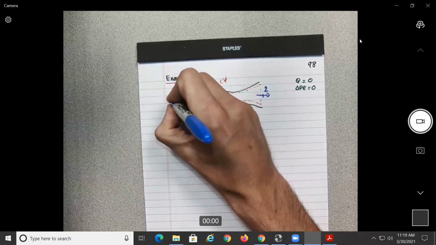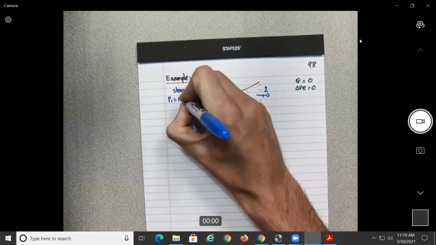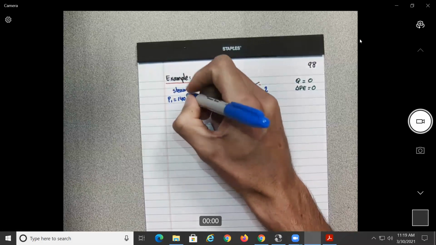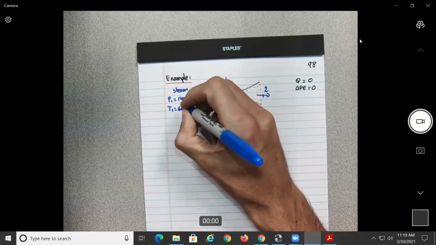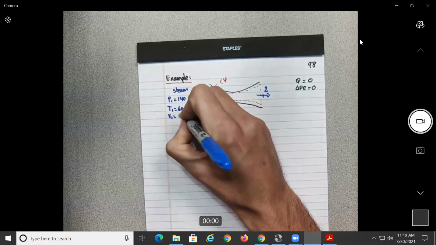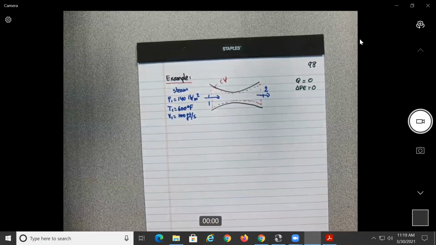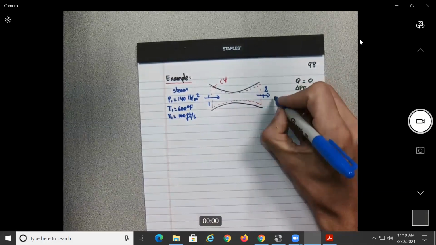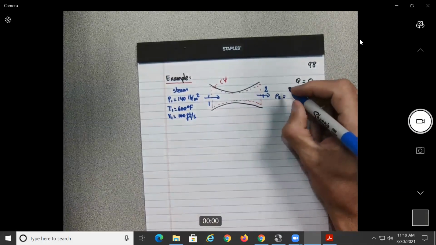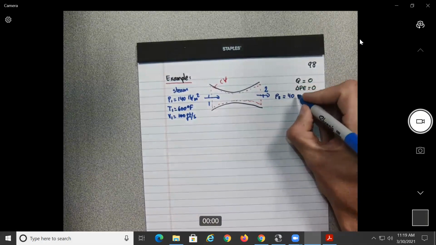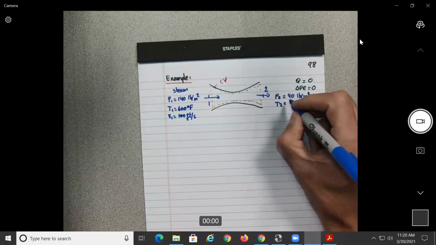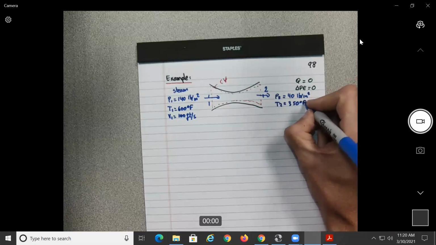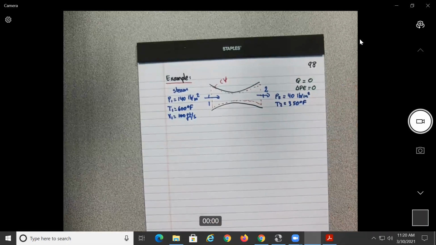We know the initial pressure is 140 psi, so lb per square inch. The initial temperature is 600 degrees Fahrenheit. And the initial velocity is 100 feet per second. Now we know that at the exit of the nozzle, the pressure is 40 lb per square inch, and that the temperature is 350 degrees Fahrenheit.